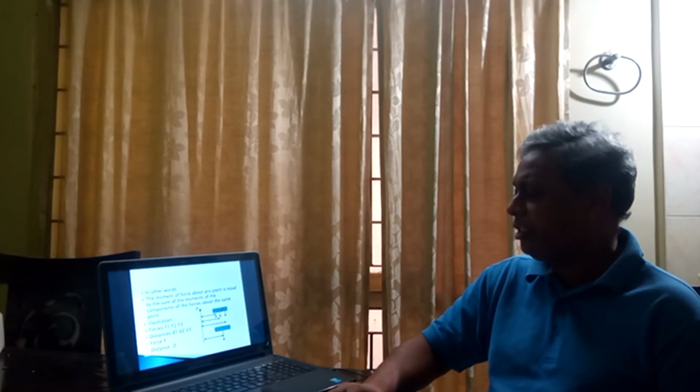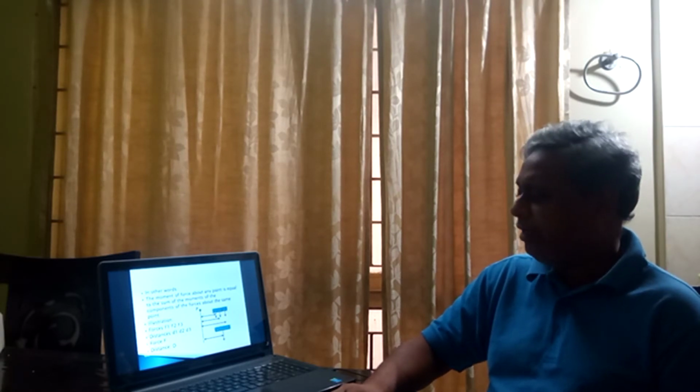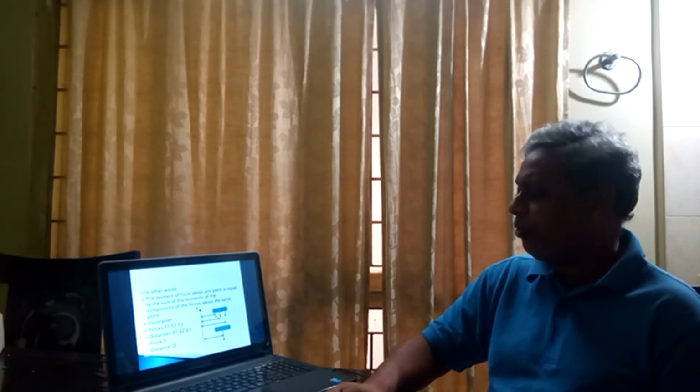So the moment produced by the resultant will be equal to the sum of the moments produced by the individual forces. So let us see this illustration. Here there are three parts. Let us say three bricks. The first brick is at a distance of d1, the second is at a distance of d2, and the third is at a distance of d3. So moments produced by these three bricks will be F1 d1 plus F2 d2 plus F3 d3.